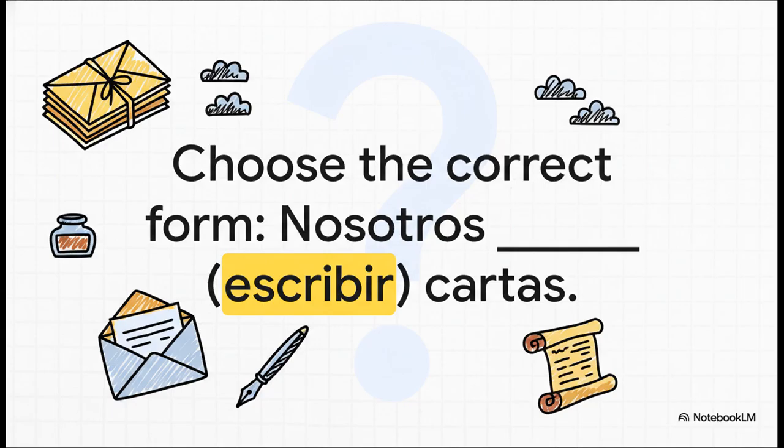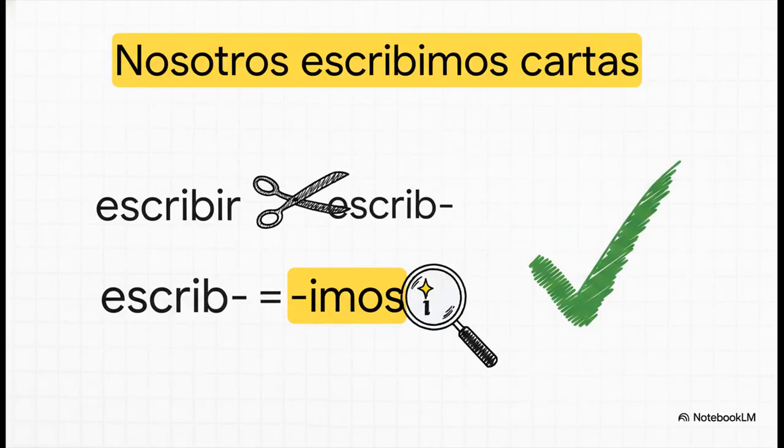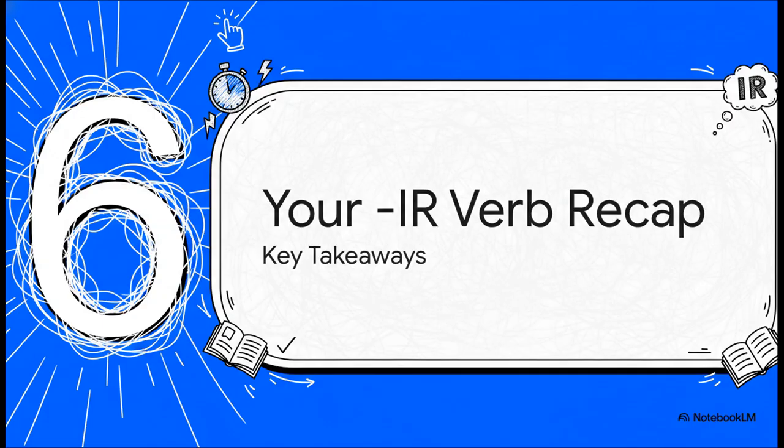This one's going to test that special twist we just talked about. The verb is escribir, to write. How do you say we write letters? Nosotros, blank, cartas. Yes, it's escribimos. The stem is escrib, and because it's an IR verb, the nosotros ending has to be imos. That's the rule working perfectly. Fantastic job. That was excellent.